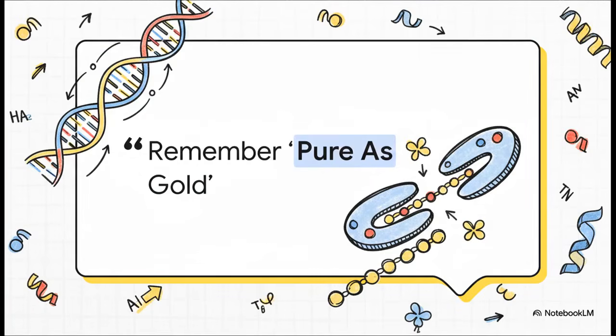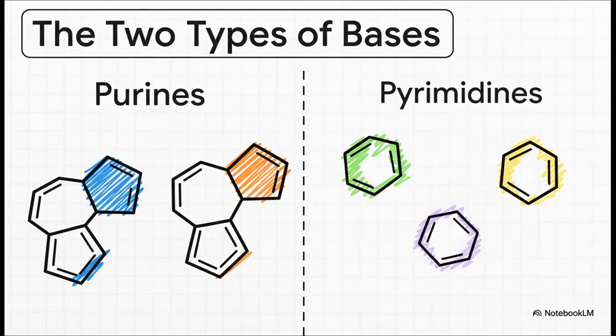So we have these 4 letters, but they're not all the same. They actually fall into 2 different families. And lucky for us, there's a super simple trick to remember which is which. Just think pure as gold. So what does that mean? Well, this little phrase tells us that adenine, the A, and guanine, the G, are the pure ones. They're called purines. The other 2, cytosine and thymine, they belong to a group called pyrimidines. And this difference in their structure is absolutely crucial for how the DNA ladder gets built. Oh, and we'll meet that 5th base, uracil, in just a little bit.